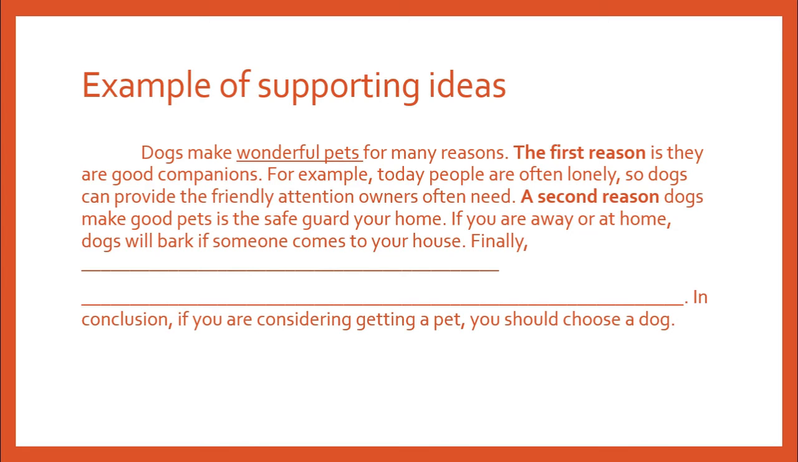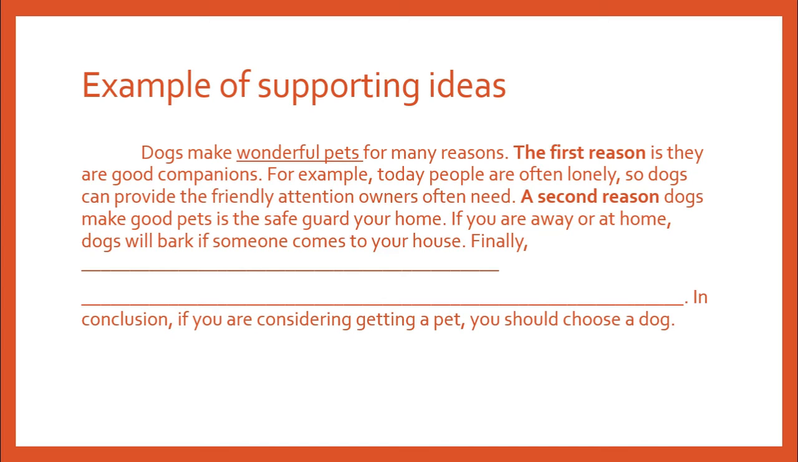So now I'm going to show just what some supporting ideas or body sentences should look like in a paragraph. So here we have, dogs make wonderful pets for many reasons. That's our topic sentence. So again, our topic is dogs, and the controlling idea is wonderful pets. The first reason is they are good companions. For example, today people are often lonely, so dogs can provide the friendly attention owners often need.